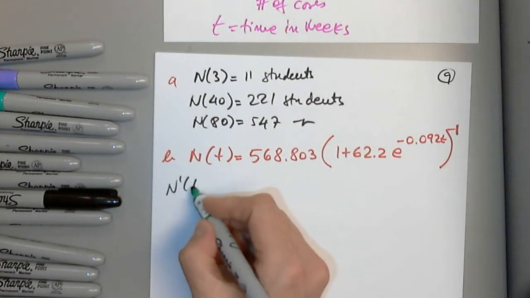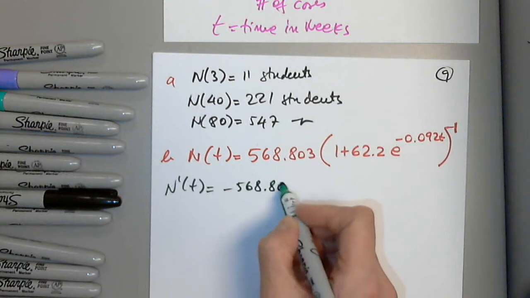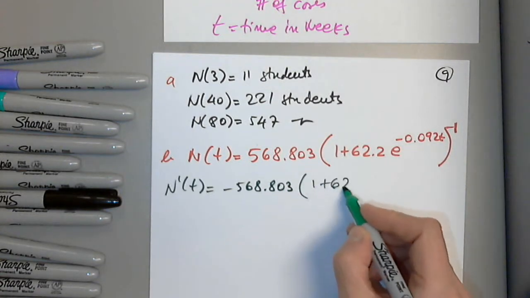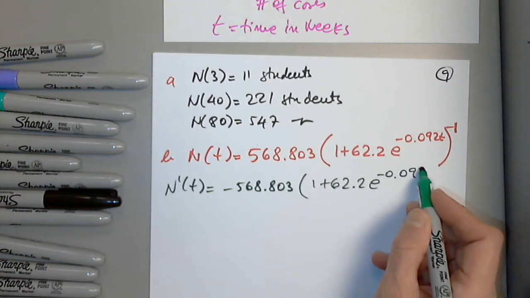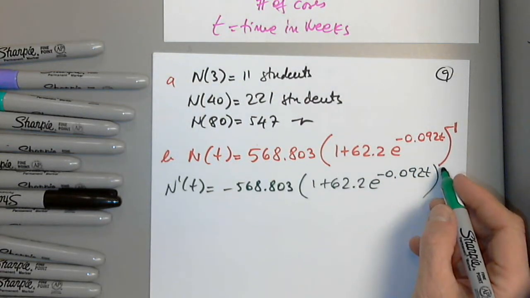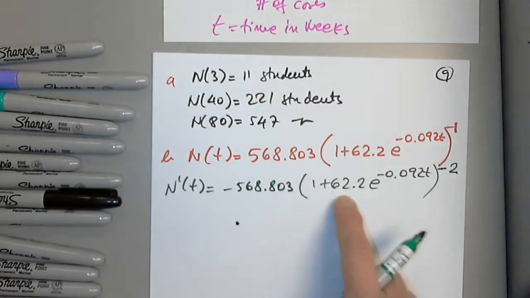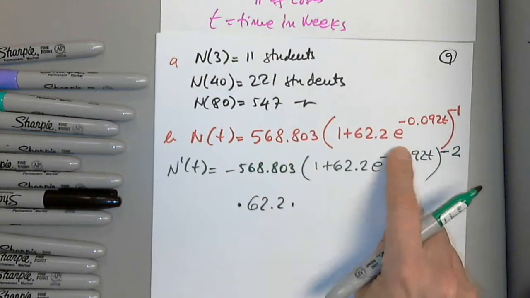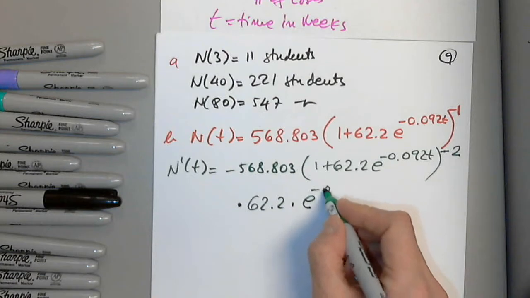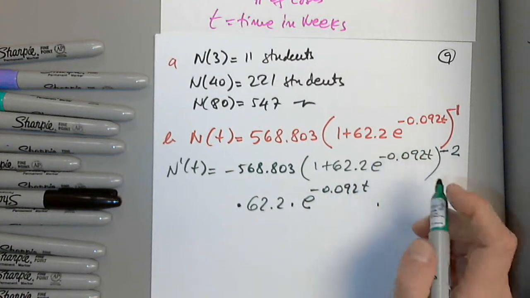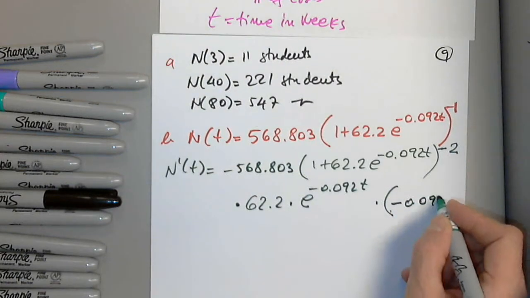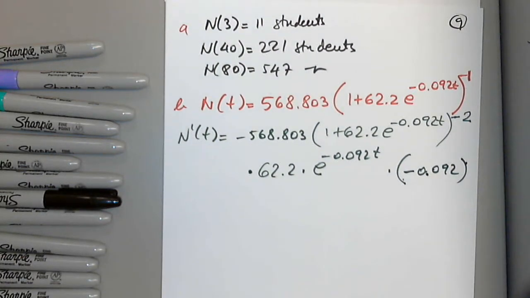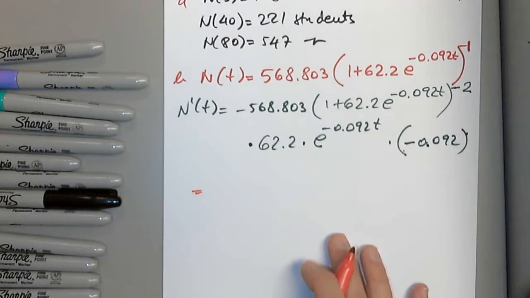So n prime, -568.803 times (1 plus 62.2 e to the -0.092t) to the negative 2, times the derivative of the inside. But 1 prime is 0, so I have 62.2 times e to the -0.092t times the derivative of the exponent, but negative, careful. The derivative of t is 1. Very good. So now let's see if we can simplify this a little bit.